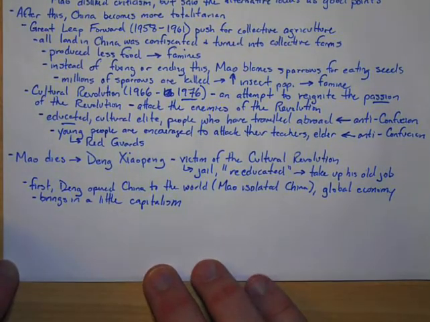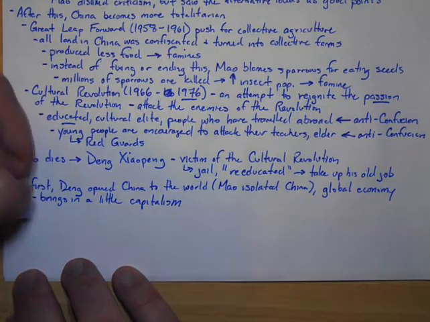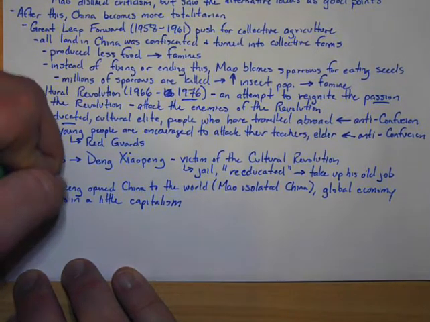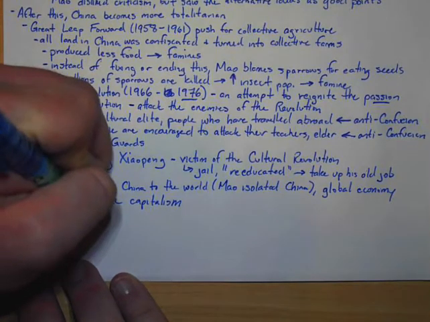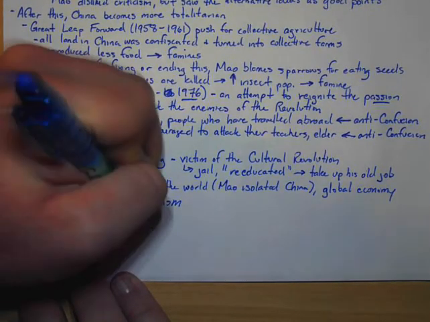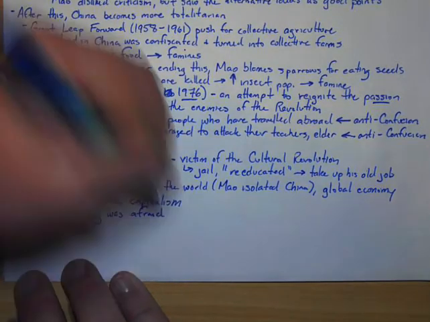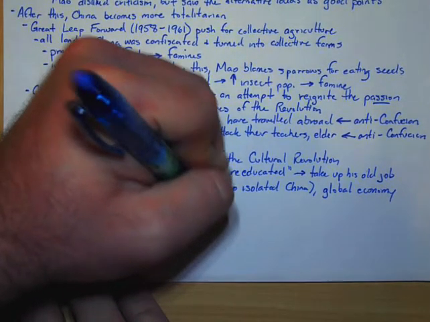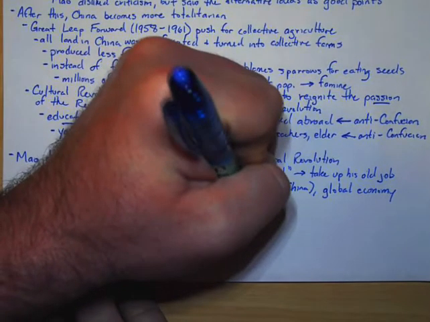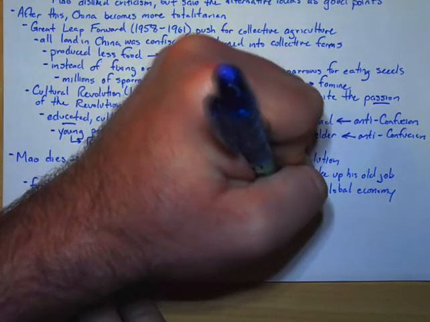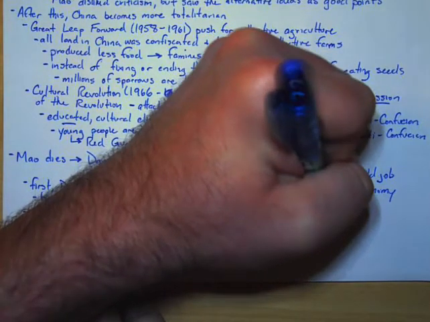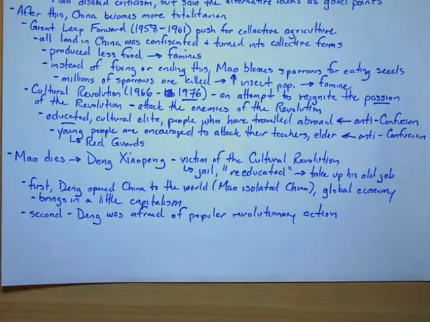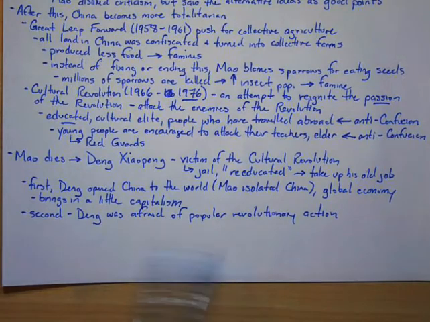The other thing that Deng Xiaoping is important for, he was very afraid of popular revolutionary action. Like the Cultural Revolution. The Cultural Revolution was a popular revolutionary action, and because he was a victim of it, he was afraid of those things happening in the future.